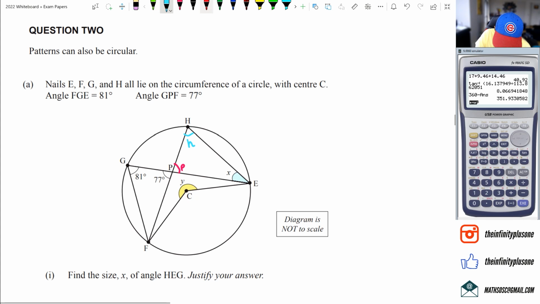All right, so hopefully you guys can see how this is going to work out. Angle HPE, so that's basically this angle here, is going to equal 77 degrees. The reason it's 77 degrees is because it's vertically opposite. So I'm going to put HPE is equal to 77 degrees, and I'm just going to put down vertically opposite angles are equal.